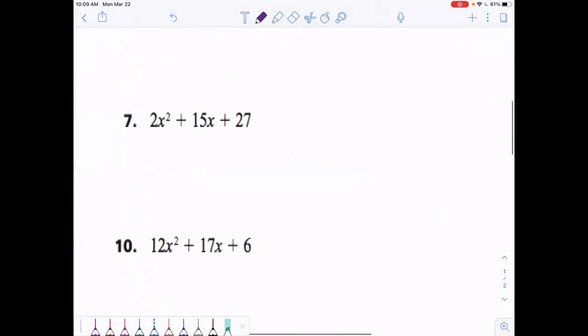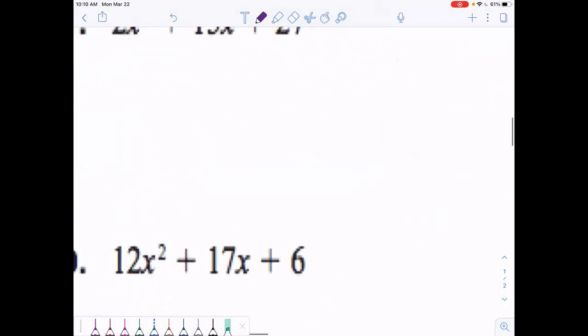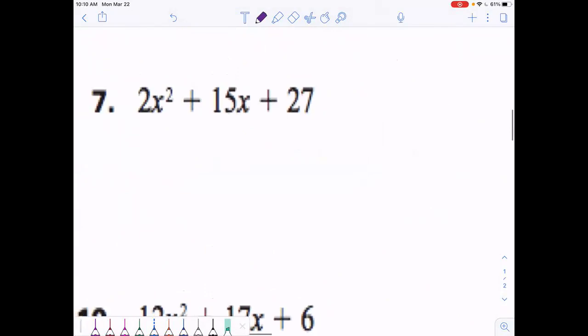Seven? You got it. So again, we could bracket off. Whoa, it's a big bracket. We'll go a little bit smaller. I'm not a good bracket guy. There we go. So what is 2 times 27?